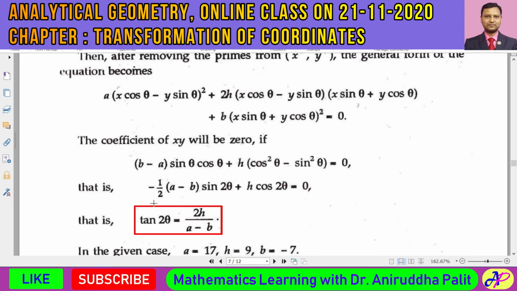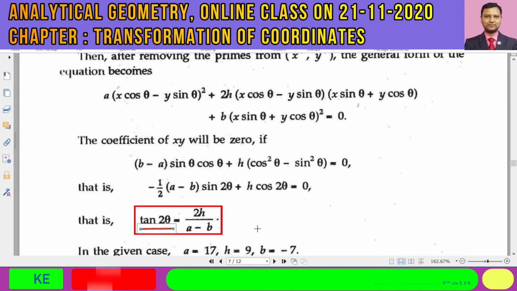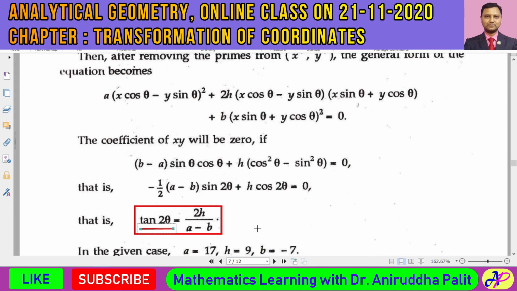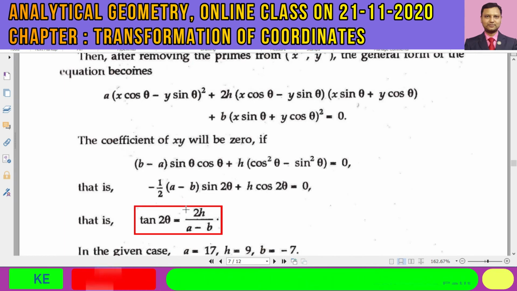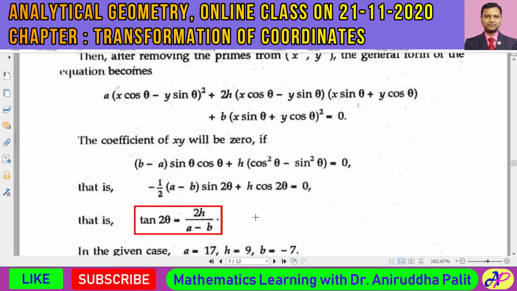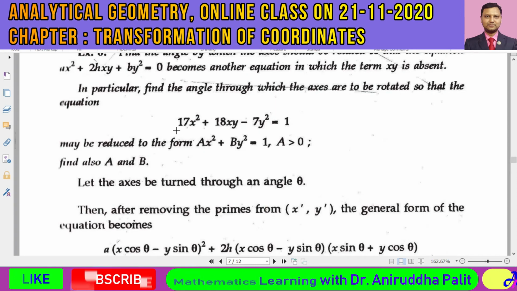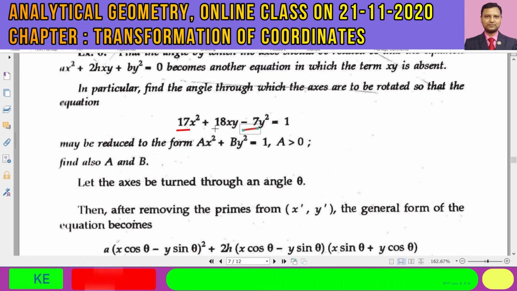And finally, from this expression, we can have this expression of tan twice theta is equal to twice h by a minus b. Try to remember this expression, because this same expression will come in the next chapter, that is actually the general equation of second degree. Now if we can solve this expression, that means if we can find the value of theta, then it is possible to remove the term containing xy. And in this question, it is given that a is equal to 17, b is equal to minus 7, and twice h is equal to 18.